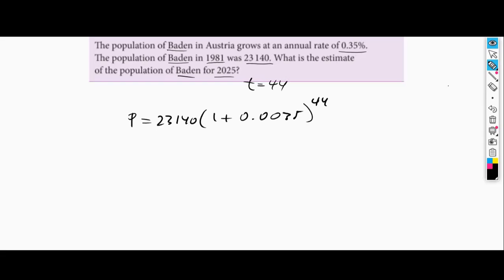So we plug this into the calculator. We're going to get approximately 26,985. So that means that the population, or the estimate of the population for Baden in 2025 would be 26,985 people.